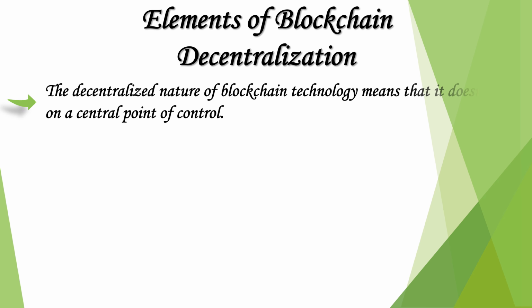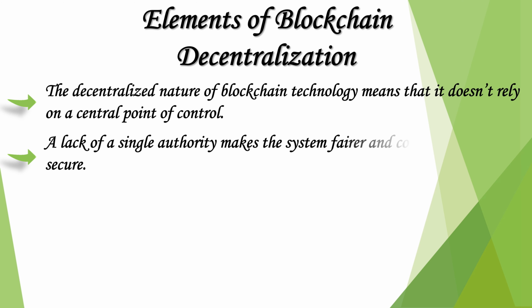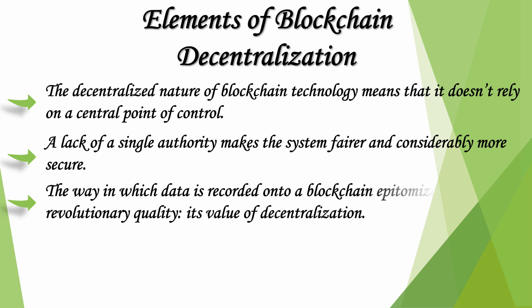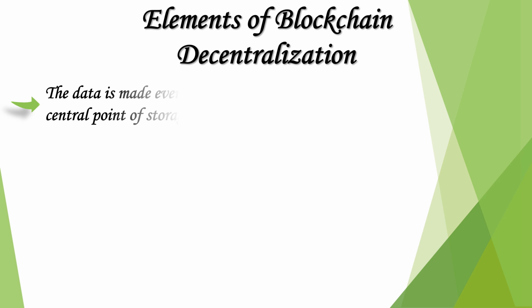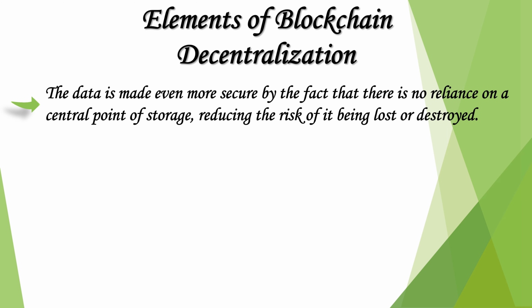Decentralization. The decentralized nature of blockchain technology means that it doesn't rely on a central point of control. A lack of a single authority makes the system fairer and considerably more secure. The way in which data is recorded onto a blockchain epitomizes its most revolutionary quality, its value of decentralization. As a blockchain is a ledger of information, it is extremely important that the information being stored is honest and accurate. The data is made even more secure by the fact that there is no reliance on a central point of storage, reducing the risk of it being lost or destroyed.